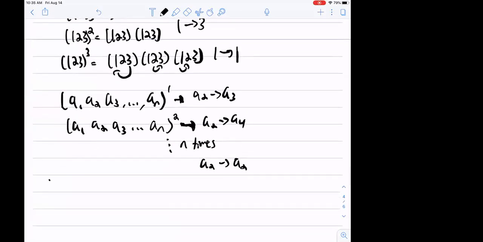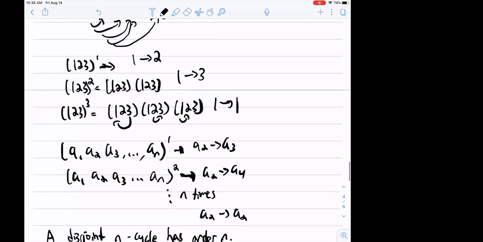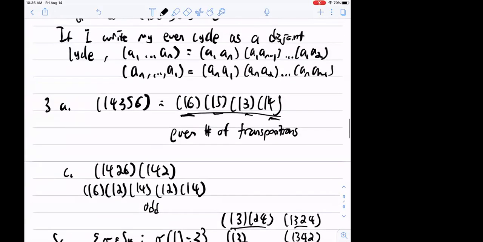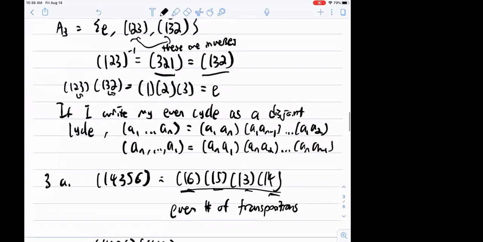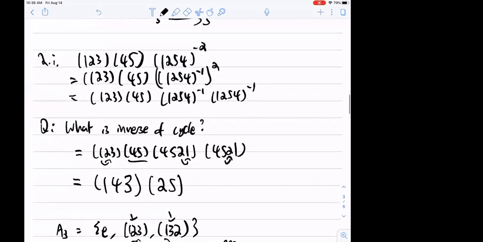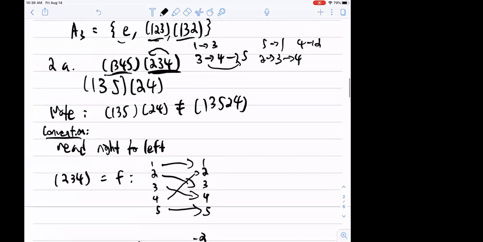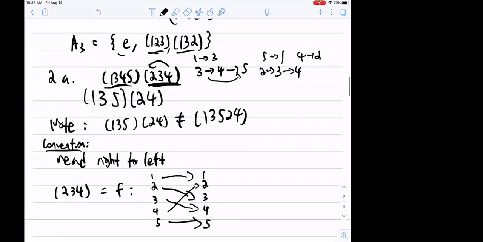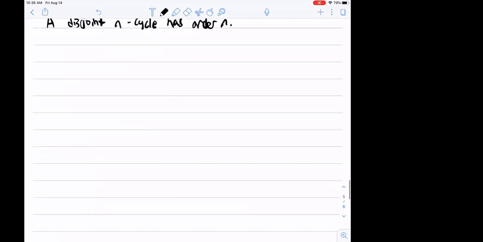So a disjoint n-cycle has order n. Note that this is for disjoint cycles. Let me try to find an example. The one we just calculated, or maybe, what's a good example? Yeah, this one. We have (1 3 4)(5 2 3 4). Let me just copy this: (1 3 4)(5 2 3 4).